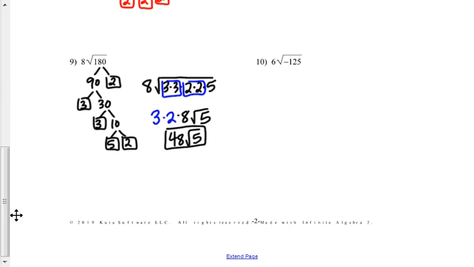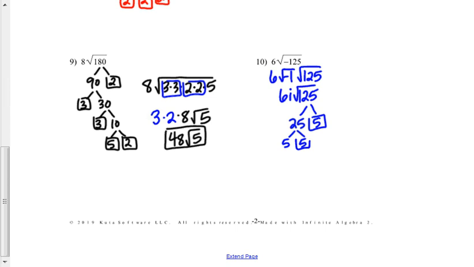On our last one, we do have a negative under the square root, so we've got to take care of that first. Square root of negative 1, square root of positive 125. So that means I have a 6i square root 125. So then this would be 25 and 5 is one way you could break that down. 25 breaks down into 5 and 5. So rewriting, I have a 6i square root 5 times 5 times 5.